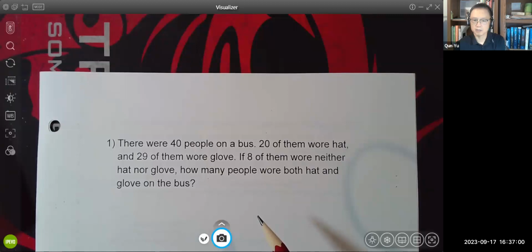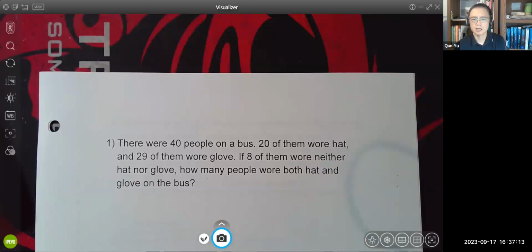There were 40 people on the bus. 20 of them were hat, and 29 of those were glove. If 8 of them were neither hat nor glove, how many people were both hat and glove on the bus? So basically, they split this 40 people into different groups. Some of them were hat, some of them glove, some of them both, some of them neither, right?